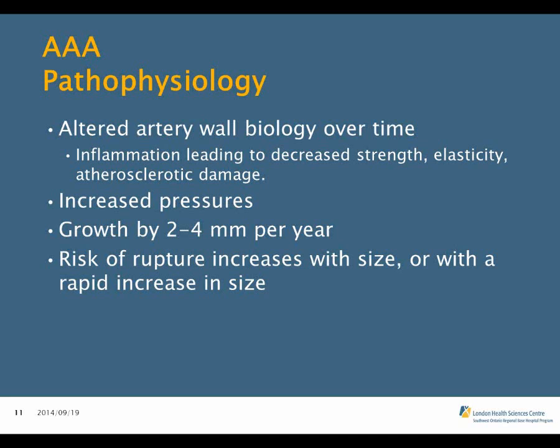And it's thought that if you do have a AAA, these forces, this altered wall biology and also the pressures will cause you to grow by 2 to 4 millimeters per year. And this is generally what they see when they put these aneurysms under surveillance. The risk of rupture increases with size, so surgeons will elect to repair these when they get greater than about 5.5 centimeters in diameter, or if the aneurysm is rapidly increasing in size is another reason why they would operate.